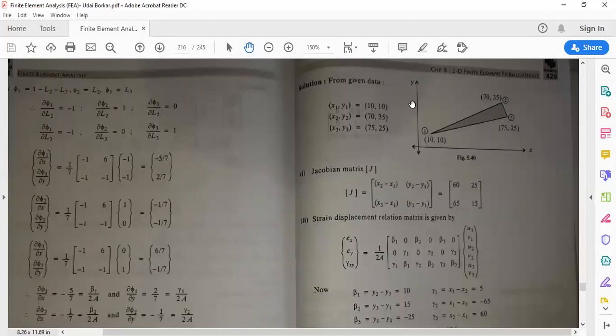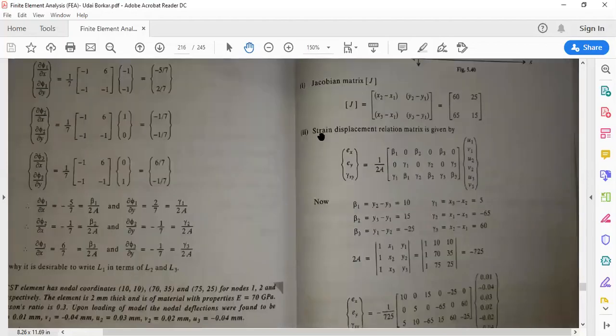The first coordinate value was 10, 10, the second was 75, 25, and the third was 70, 35, right? So we wrote the 3 nodes, 3 values of xy coordinates, and then we put them over here, and we got the answer for the Jacobian matrix.